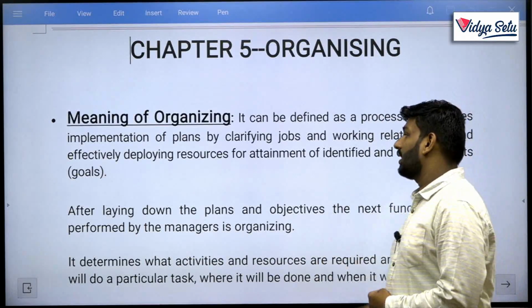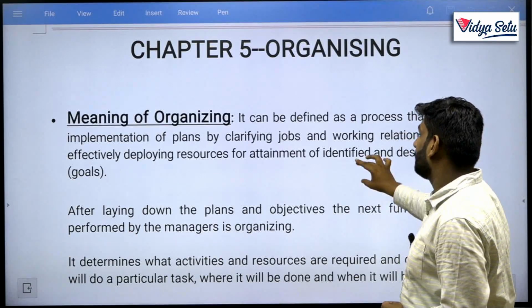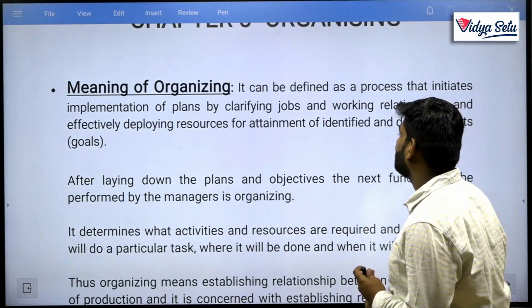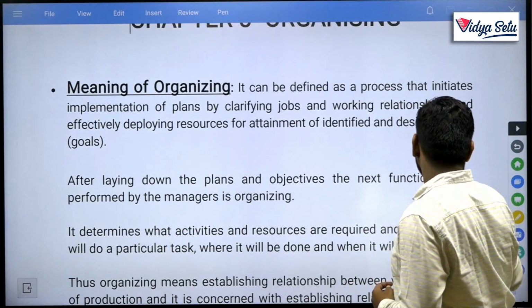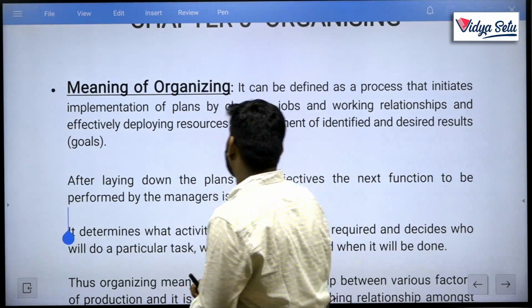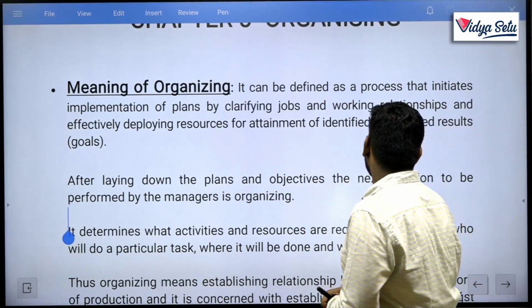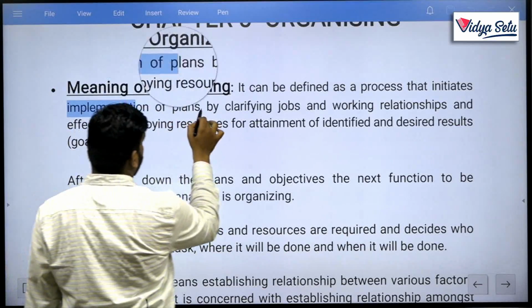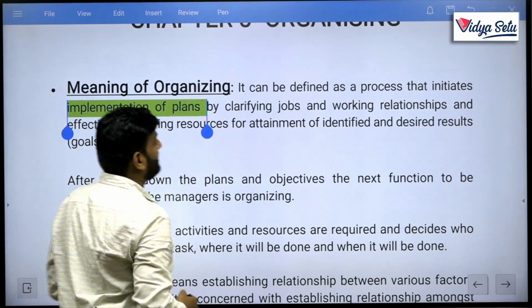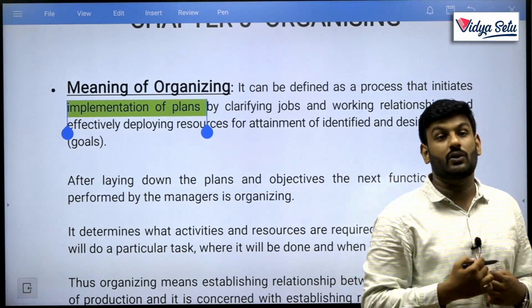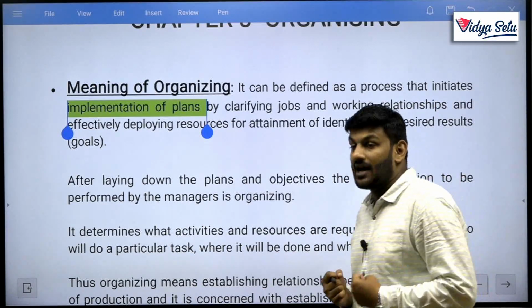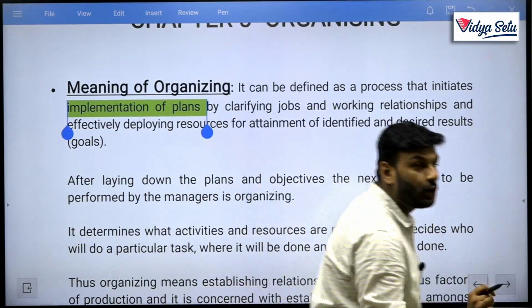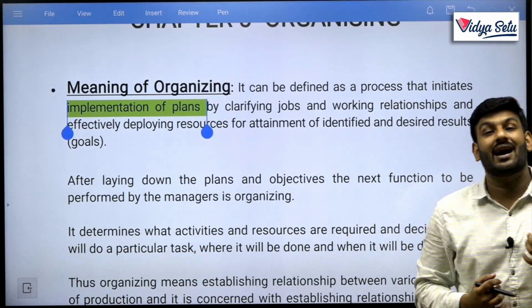So let us understand the topic of organizing. It can be defined as the process that initiates implementation of plans by clarifying jobs and working relationships and effectively deploying resources for attainment of identified and desired results. What does that mean? It is implementation of plans by clarifying jobs to each and every person, each and every employee, that what work should be done by whom. You need to implement your plan according to that manner.